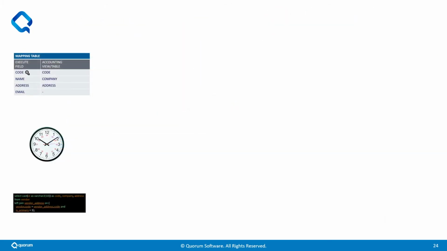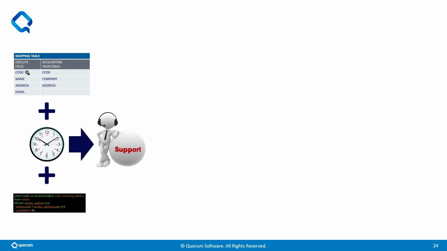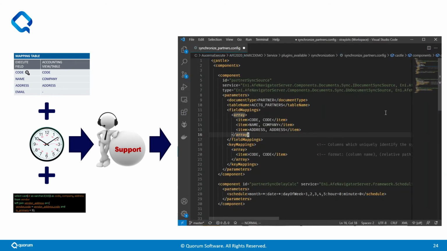So once we've got all of this, we've got our mapping, we've got our schedule, we've got our query, we can bundle this all up, send it to Aucerna Execute support, and we'll produce a configuration file, a plugin that looks something like this, that incorporates all that information. And from there, the process is drop this into your service, and the service will take over from there.